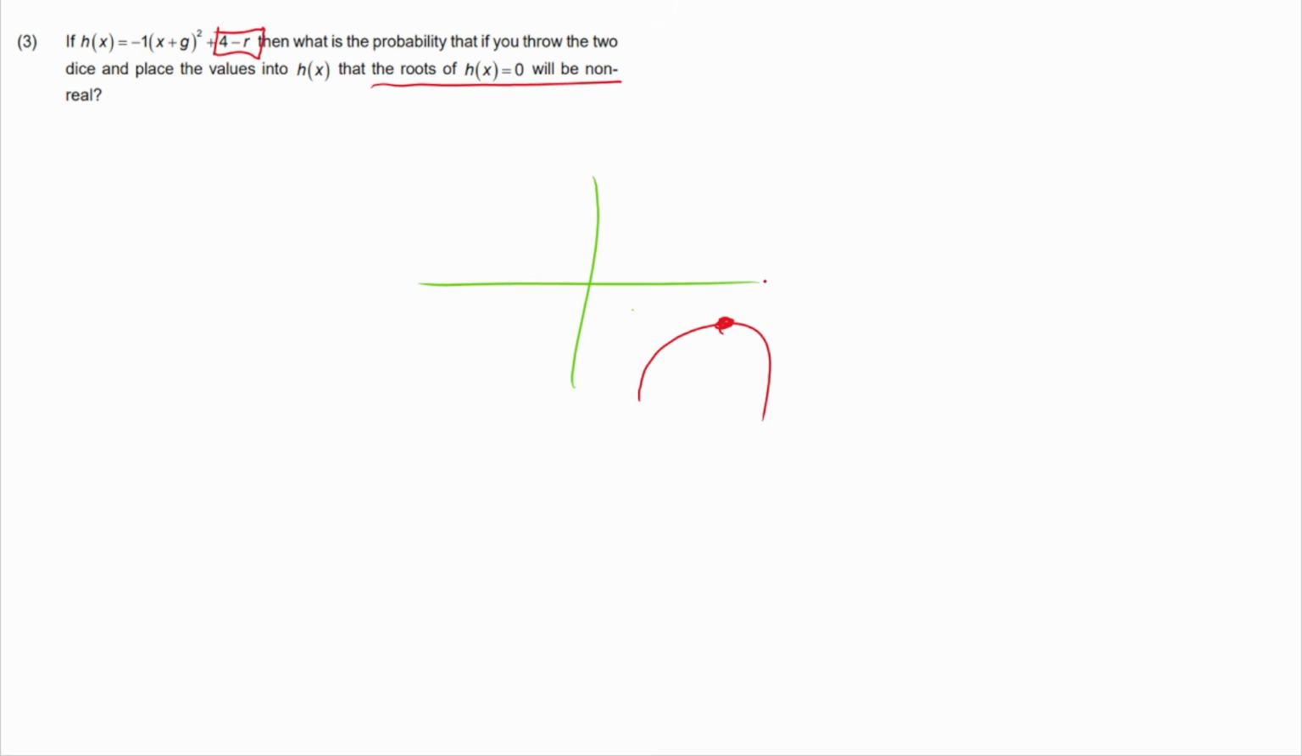Here we have x, and this is the x-axis and y-axis. We need to be below the x-axis, so this thing has to be less than 0. So 4 minus r has to be less than 0. Then we get to the same thing we got when we did the nature of roots: r has to be bigger than 4. We get to the same conclusion, so you could have also done it this way for that question.